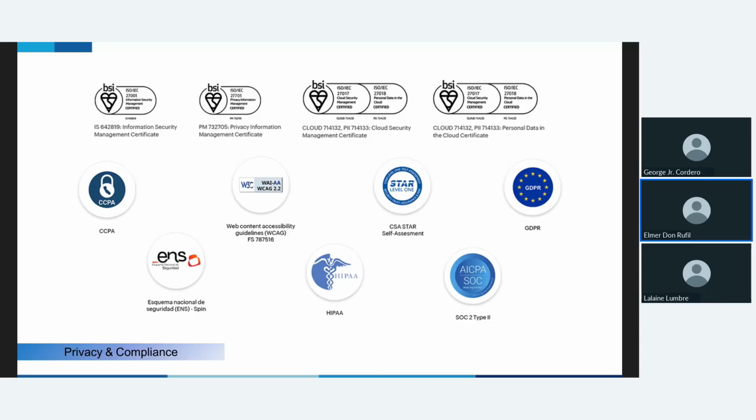Here you can see Zoho's several certifications and compliance standards like ISO certifications, GDPR, what else? HIPAA, SOC 2, CCPA, and others. These are internationally recognized standards that focus on information security, privacy protection, and proper data management. What this means in simple terms is that Zoho Flow follows strict global standards to ensure your data is secure.